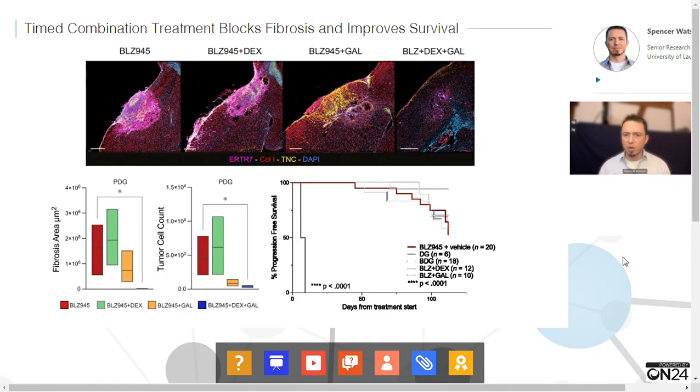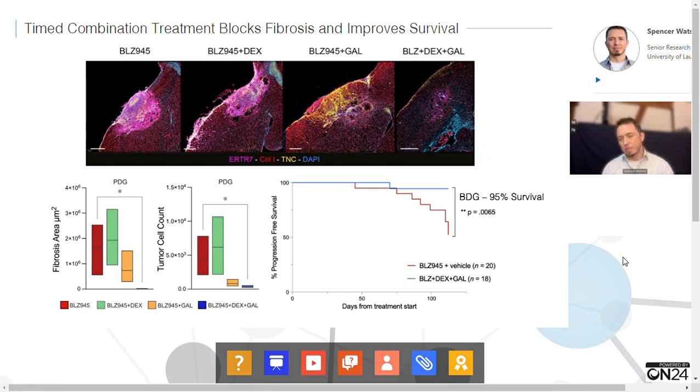So now in the orange line here, adding dexamethasone to PLX, this does nothing in terms of survival. When we add galunisertib to PLX, it maybe shifts the curve a little bit, but it's not significant. But when we add all three agents together, we go from about 50% survival to about 95% survival.